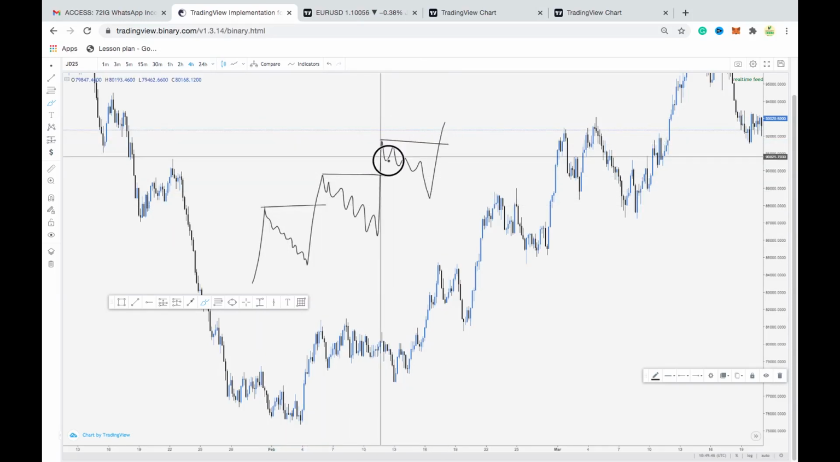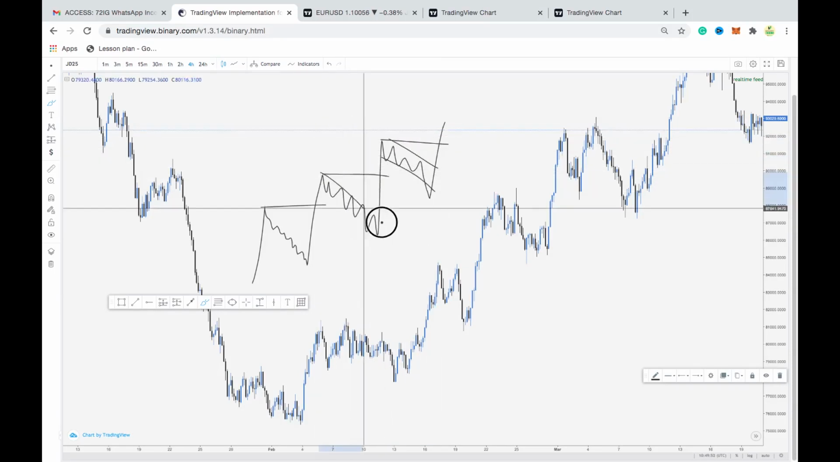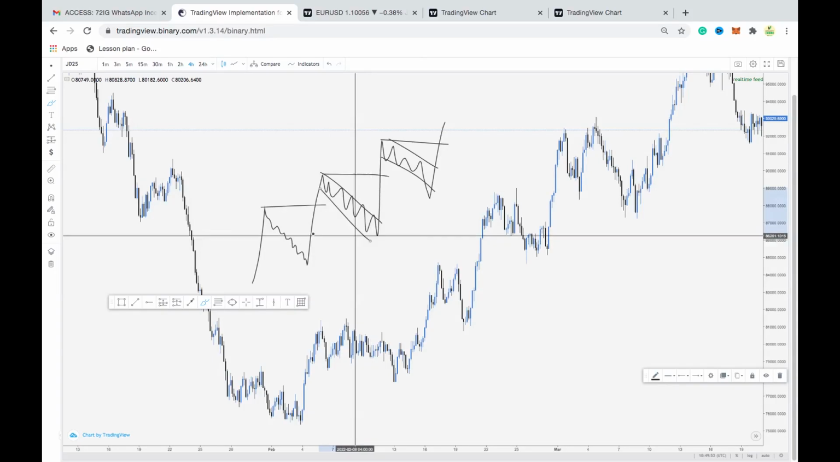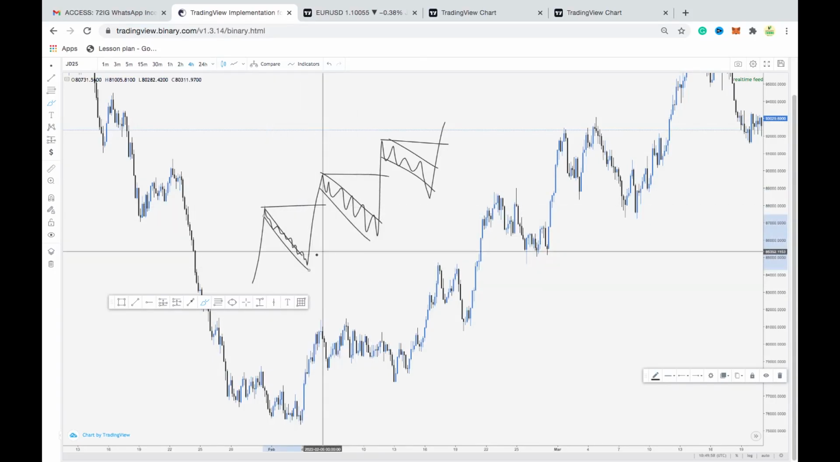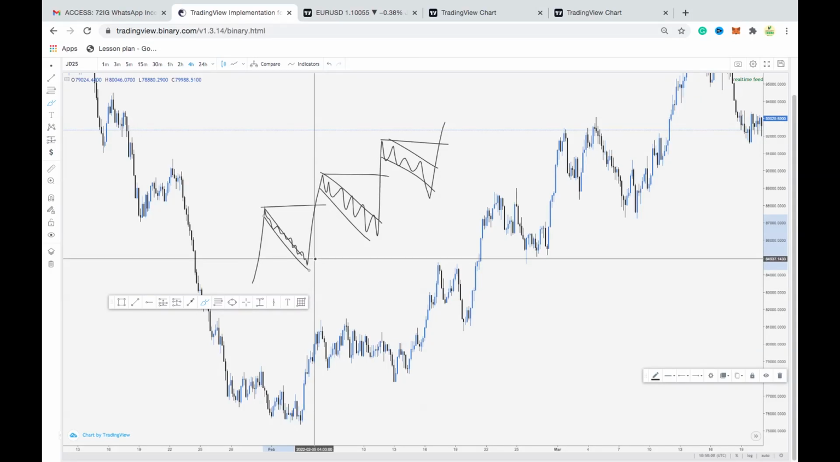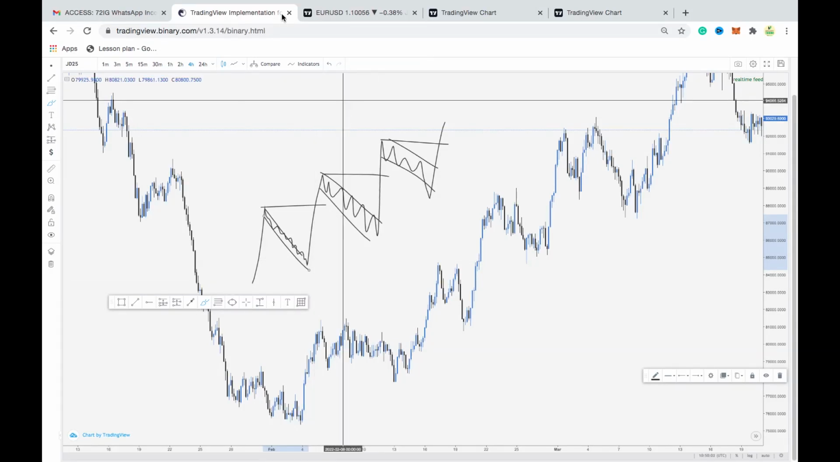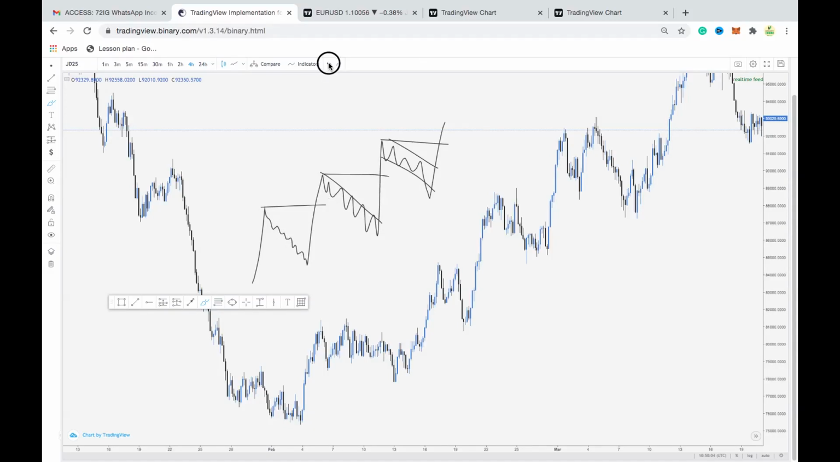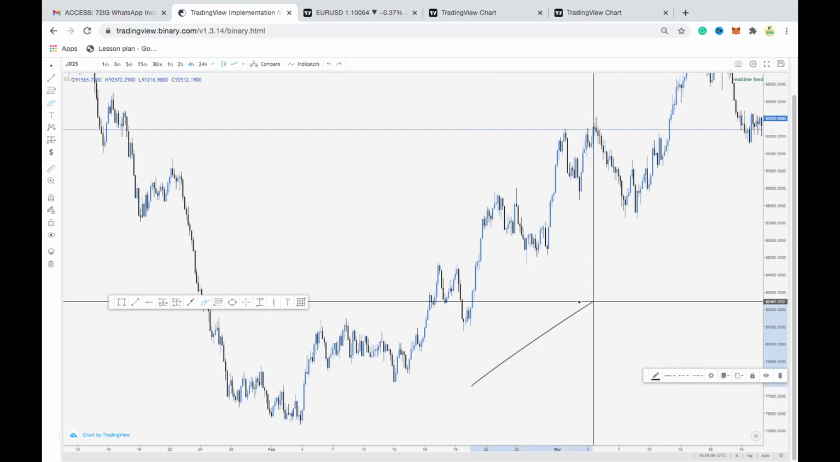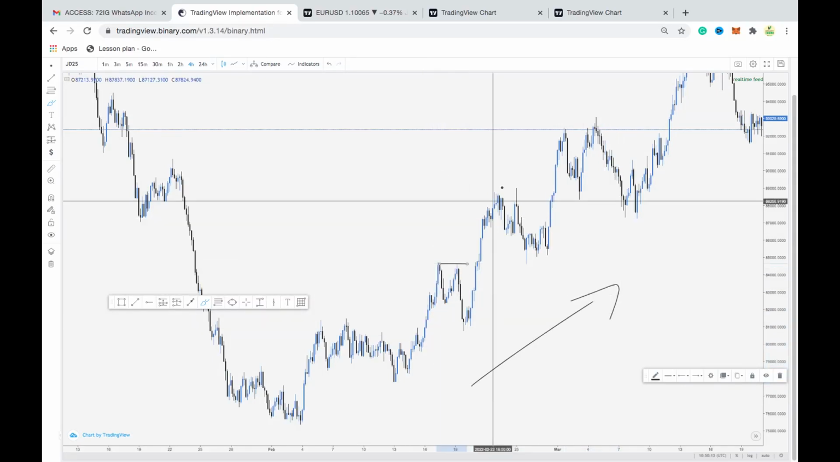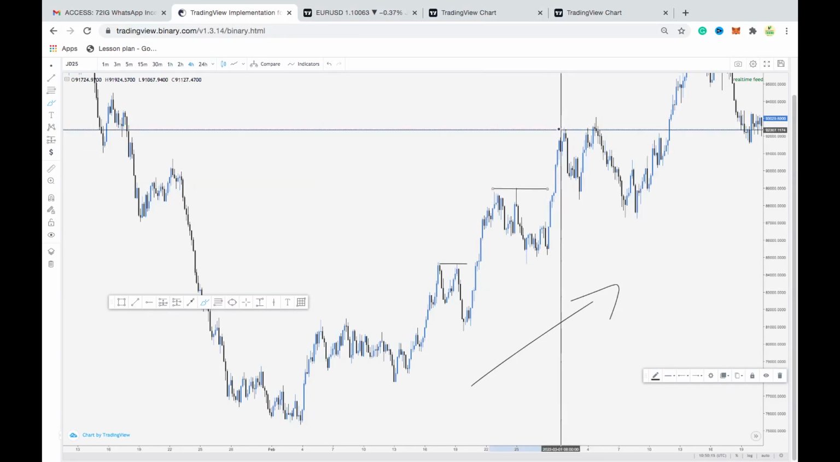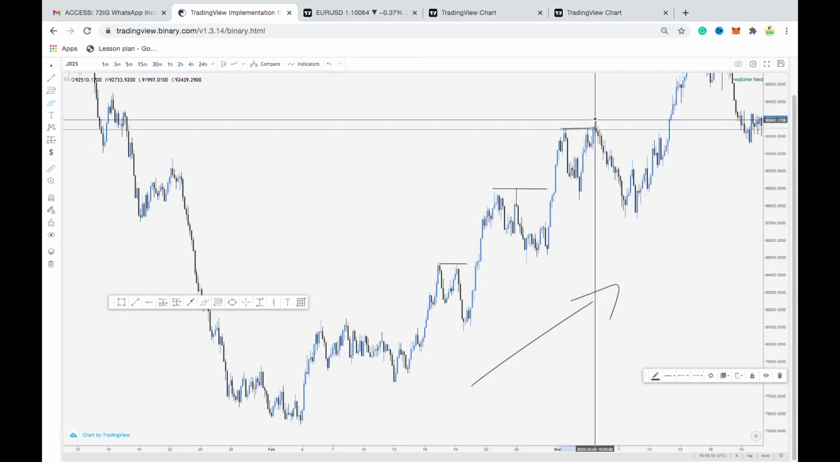Okay, so this is the correction. This is where traders are being trapped. This correction right here is where traders are being trapped. You need to understand the bigger picture of the market. Looking at this market structure, we can identify that this market structure is in an uptrend. This is a high, this is a high, this is a high, this is a high.